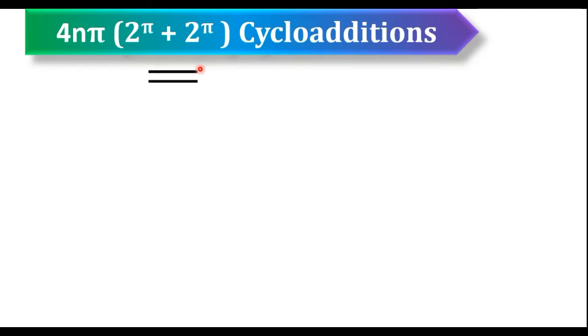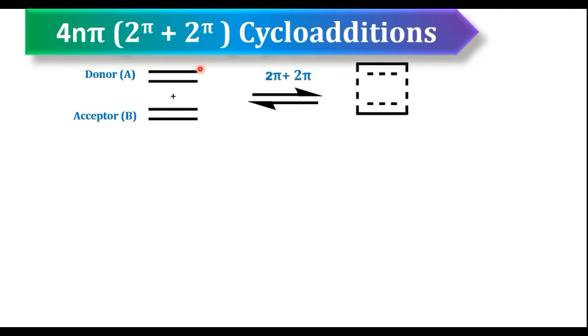For our convenience, I am calling this one the donor, plus we are taking an acceptor, which reacts with the donor. First it forms a cyclic transition state, then it leads to formation of the product cyclobutane. For our convenience, both are ethylene molecules. The first one I am calling A ethylene, the second one B ethylene.